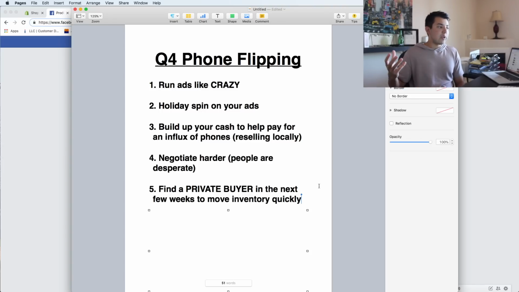So I think this is the last point I have, but number 5 is find a private buyer in the next few weeks to move inventory quickly.